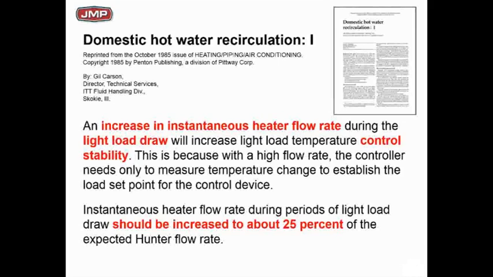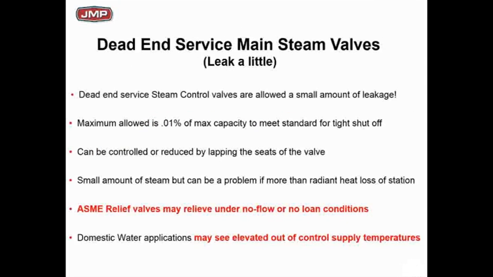And the punchline is this: we should increase our domestic hot water recirc pumps to 25% of peak load on these pumps to make sure we keep temperature control. Otherwise, when you cut on and off, your supply temperatures are going to change rapidly. You're going to have a hard time maintaining supply temperature control. So here's some comments on dead-end services with steam valves that we're just going to put here for you in case you have steam applications.